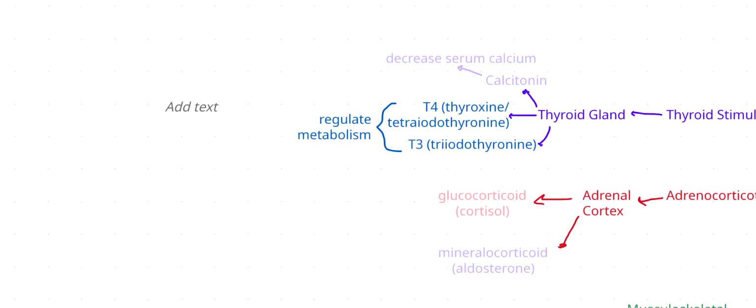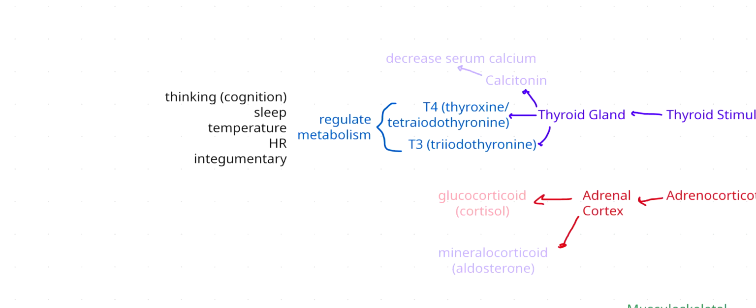And then your integumentary system, your skin. So people who have hypothyroid, what do you think might be wrong with their skin? Dry, and would it be thin or would it be thick? What do you guys think? Thick, because it's slow growth, right?